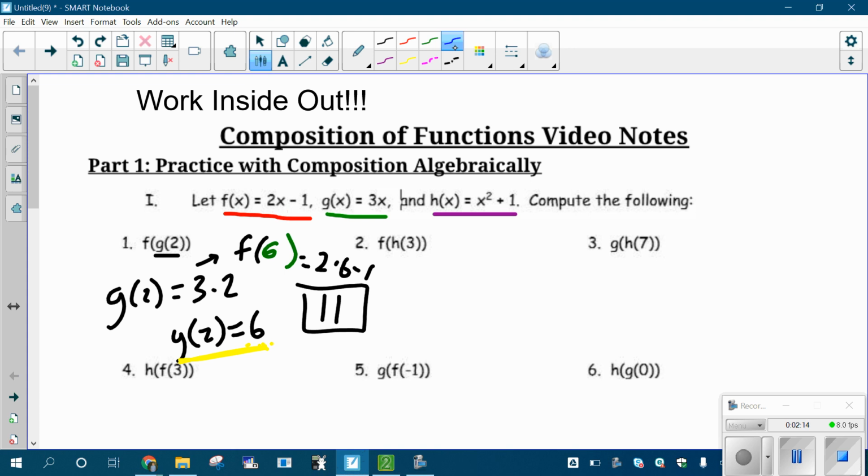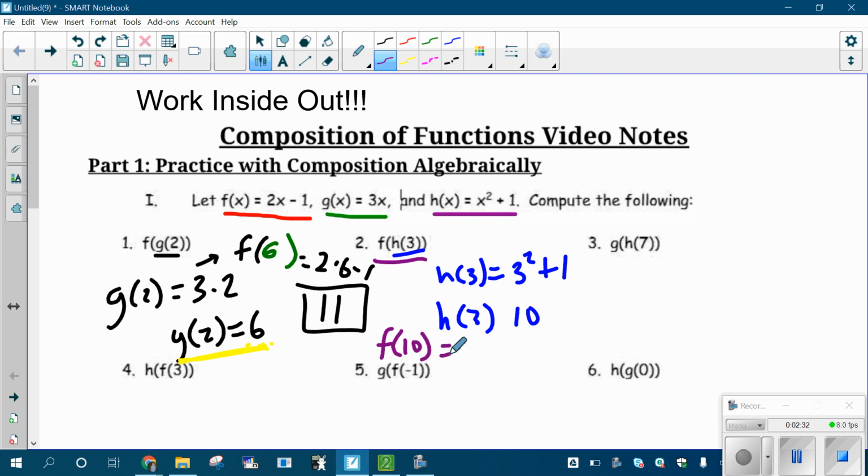f of h of 3. I'm going to do h of 3 first. I'm going to take the h and plug in 3 for x: 3 squared plus 1, and I get 10. h of 3 is 10. Now I'm going to step out. Now I'm going to do f, not of 3, but of 10. F of 10 is 2 times 10 minus 1, and I get 19, and that's my answer.